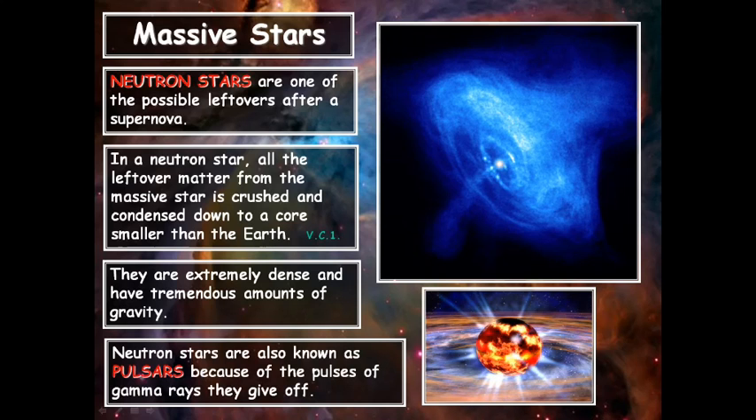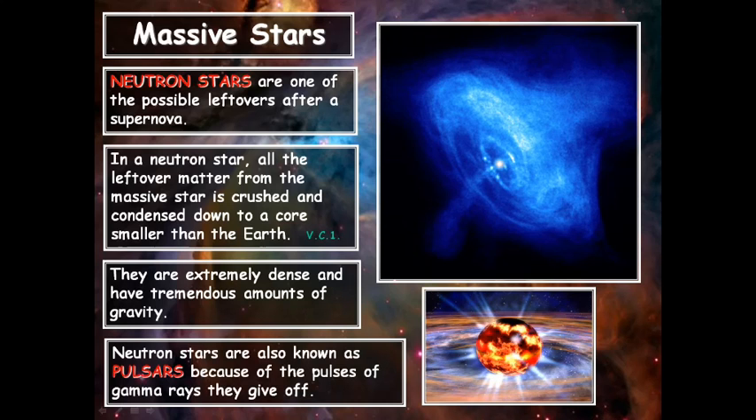It's also known as a pulsar because they give off lots of gamma radiation. And we'll talk more about that next week, the different types of radiation. Gamma is one of them. Light is another type of electromagnetic radiation. Like I said, we will talk more about the electromagnetic spectrum next week.